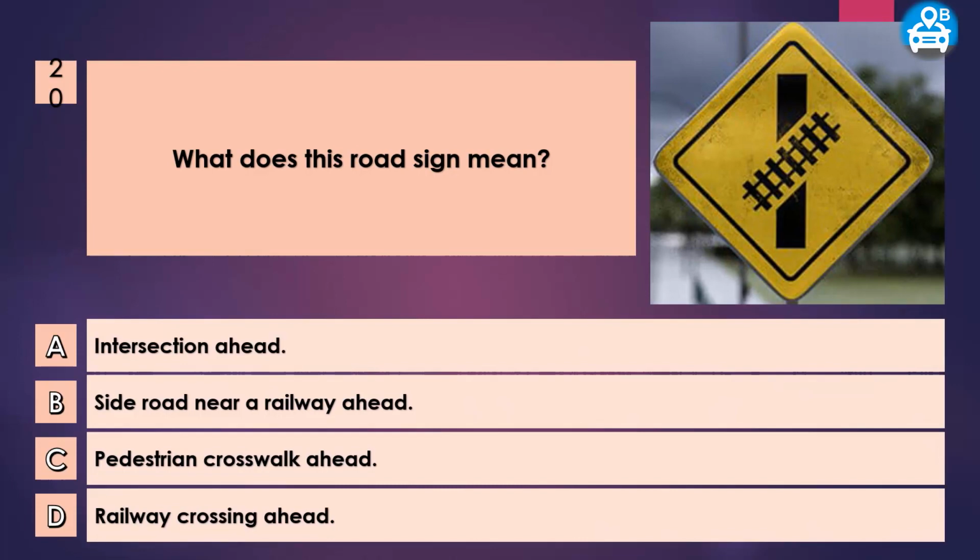What does this road sign mean? A. Intersection ahead. B. Side road near a railway ahead. C. Pedestrian crosswalk ahead. D. Railway crossing ahead.